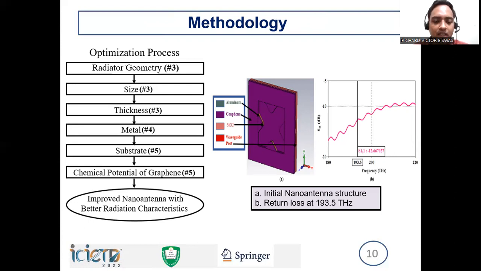So it's apparent that the radiation capacity at the frequency of interest has to be improved further by tuning the antenna parameters.